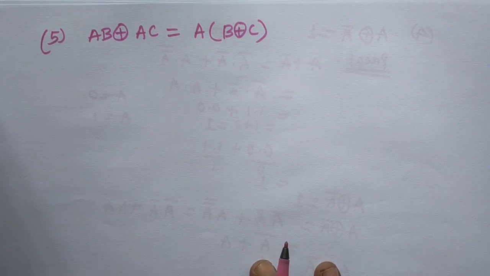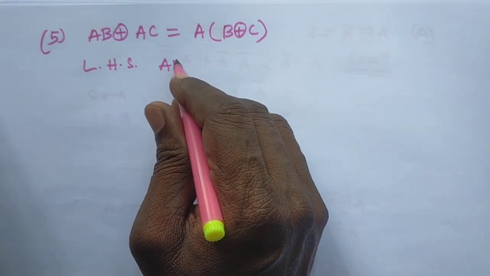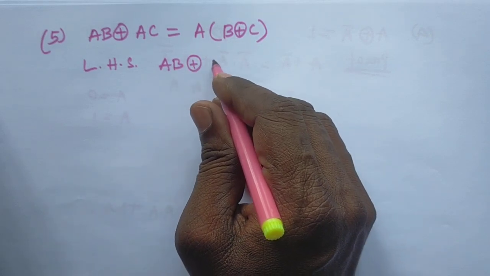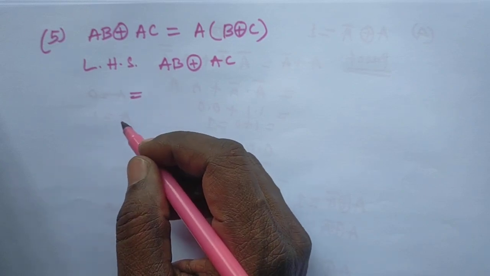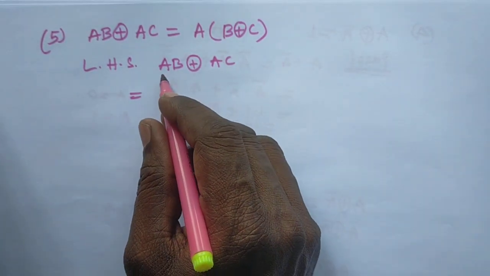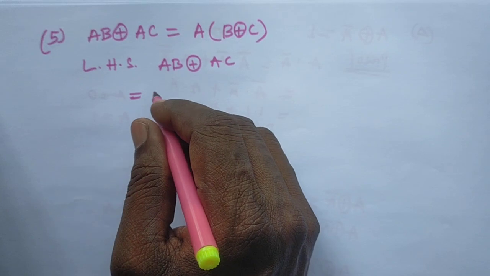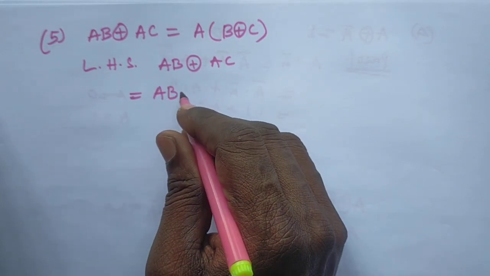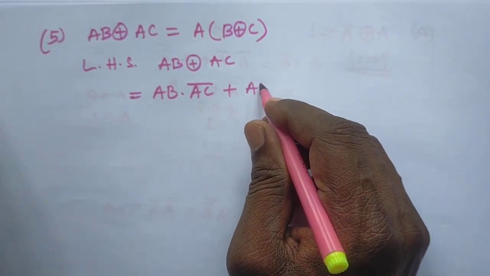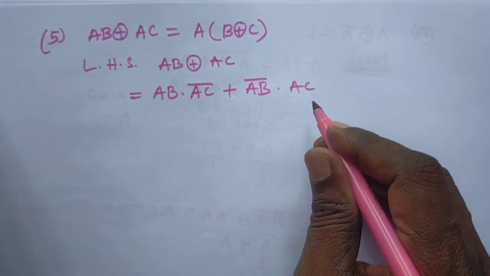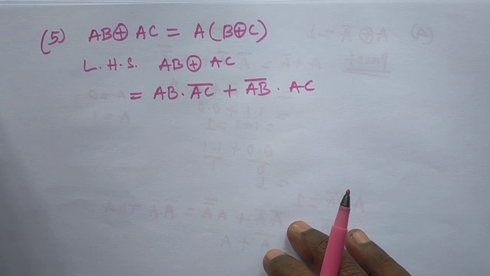So now you see the left hand side, LHS, we just take the LHS. What is AB XOR with AC? Now you see, we know the normal concept, suppose it is X and Y. What do you write? X complement or Y complement, as you like, so AB dot AC complement plus AB complement dot AC. This is the rule of XOR. We can define it in this way.